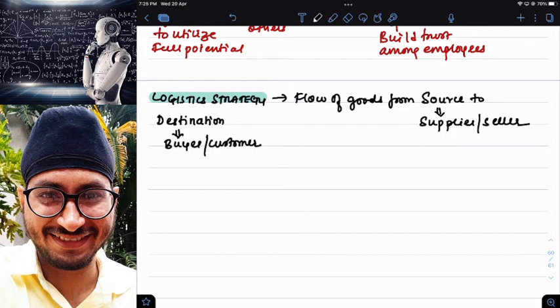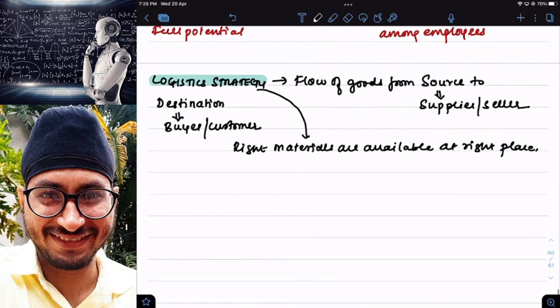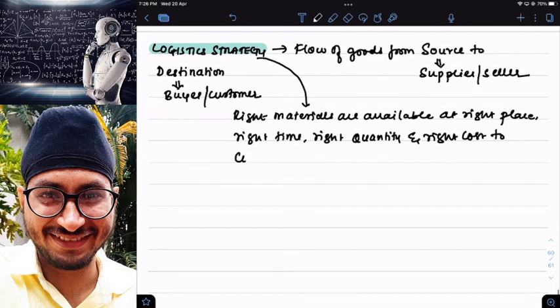Logistics. Now, logistics strategy will ensure that right materials are available at the right place, right time, right quantity, and right cost to customers. Clear? Right cost to customers.